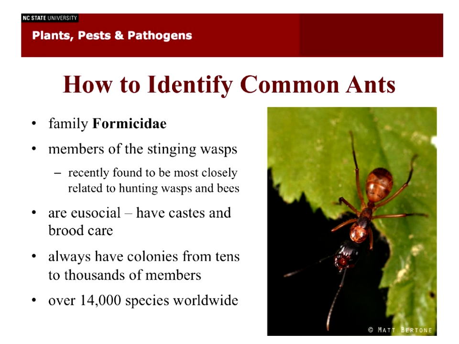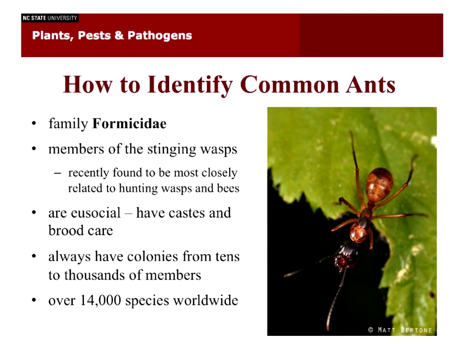So, ants are in the family Formicidae. This is basically a family of wasps that has become subterranean, although they've returned to the trees in some areas of the world and all different places. New research from a colleague of mine found out just recently that ants are most closely related to hunting wasps and bees. All these things like mud daubers and bees, things that make nests. So it's a very interesting group of organisms.